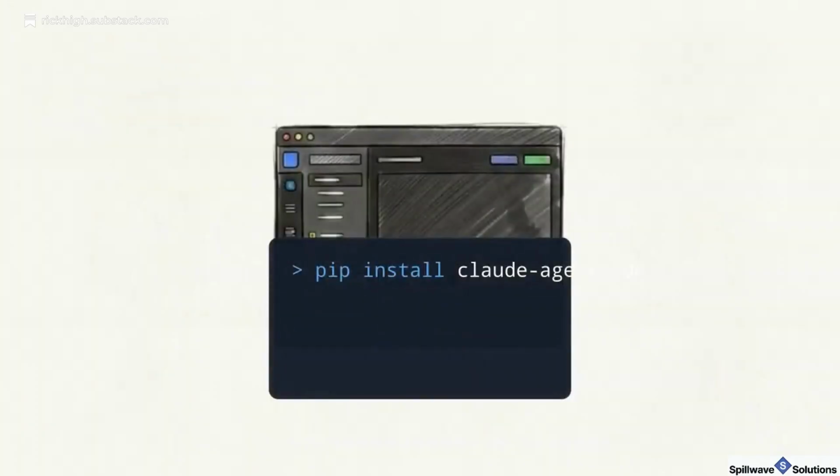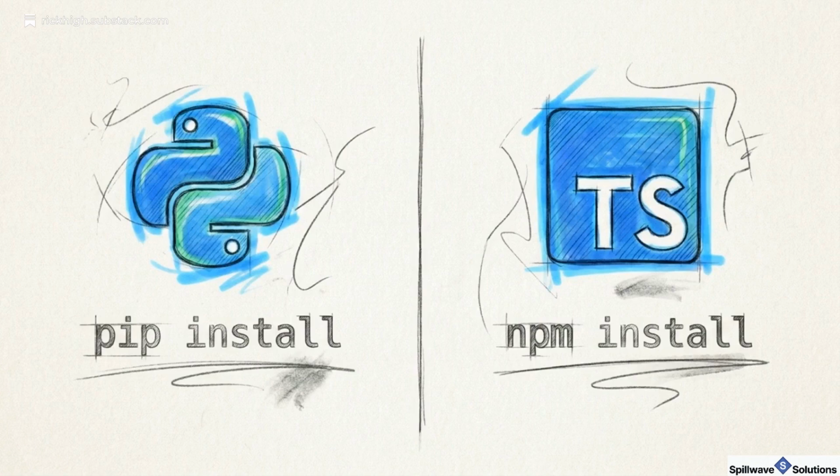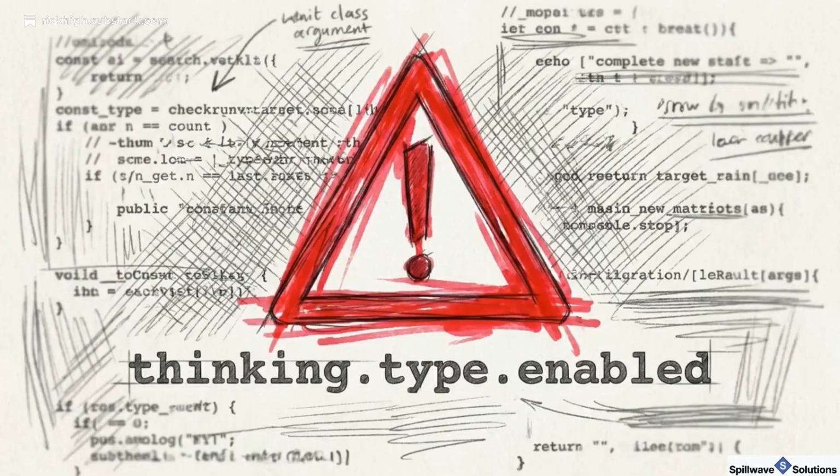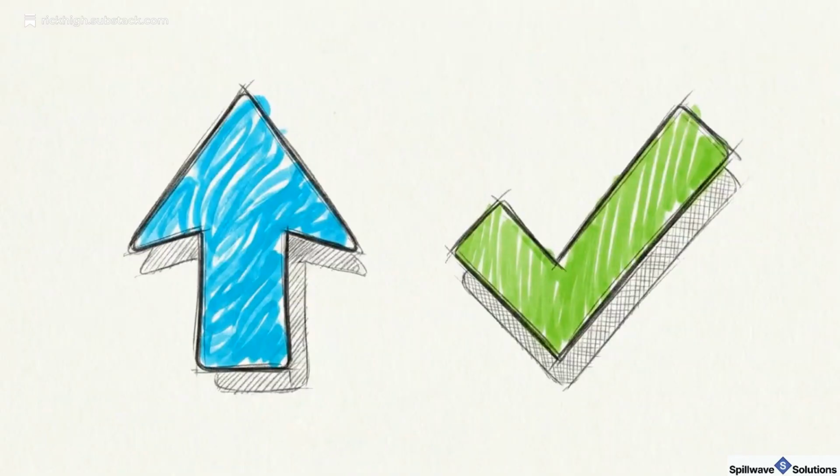Moving into the setup phase, getting the SDK running is fast. Whether you use Python or TypeScript, installation requires just a single-line command for pip or npm. There is one hurdle to watch out for. If your first run throws an API error reading thinking.type.enabled, you are on an older version that doesn't support Opus 4.7. A quick package upgrade is the exact fix to clear it.